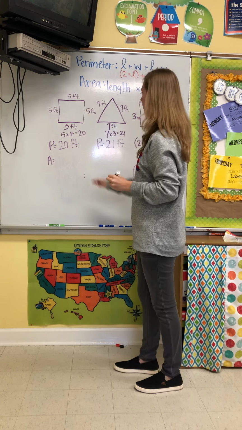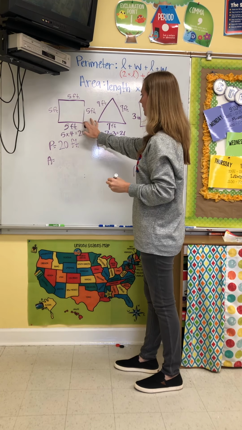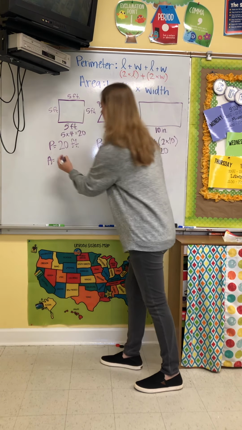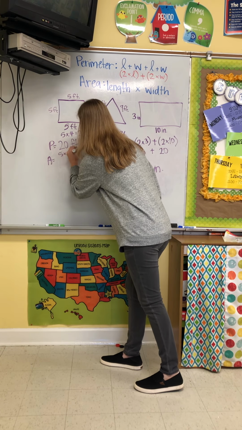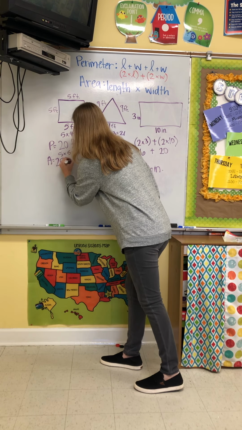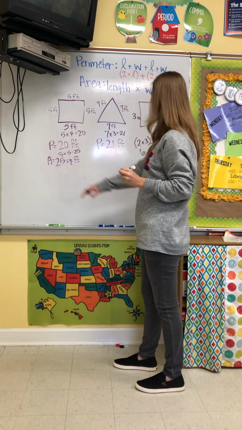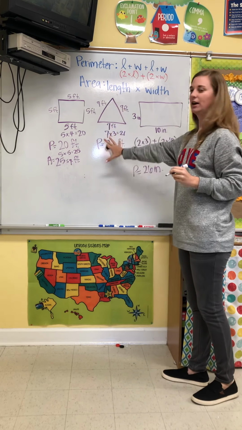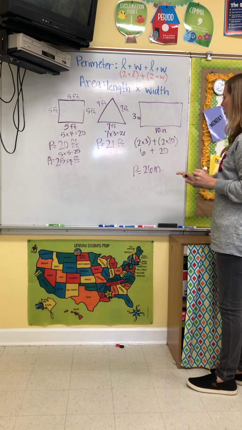Okay, area, we know we're just going to do length times width. And so our length and our width are the same for the square. So we're just going to do 5 times 5, which is 25. So the area is 25 square feet. So that's your area, 25 square feet. Remember, we're not going to do the area for our triangle. Okay, let's move on to our rectangle.